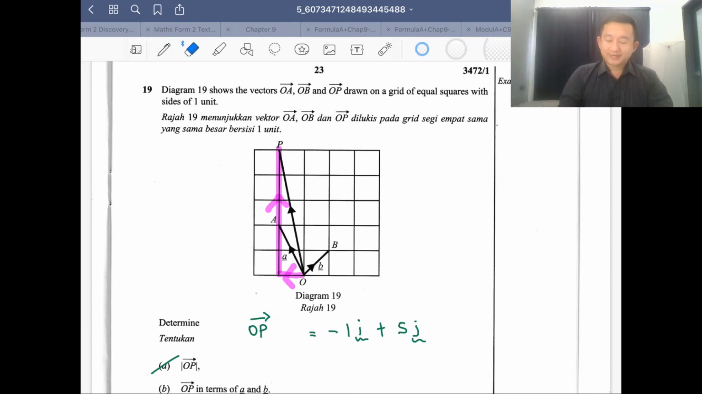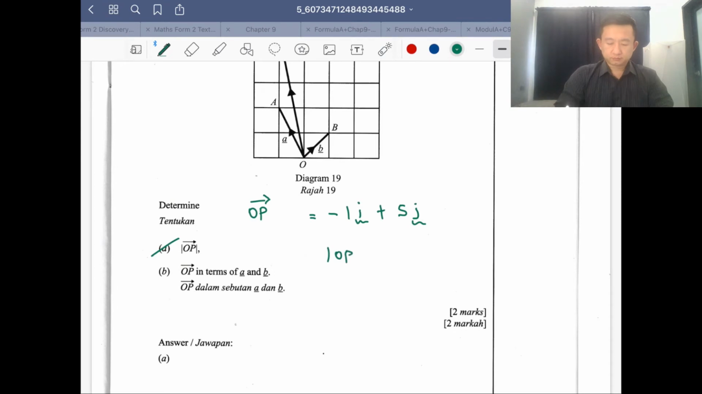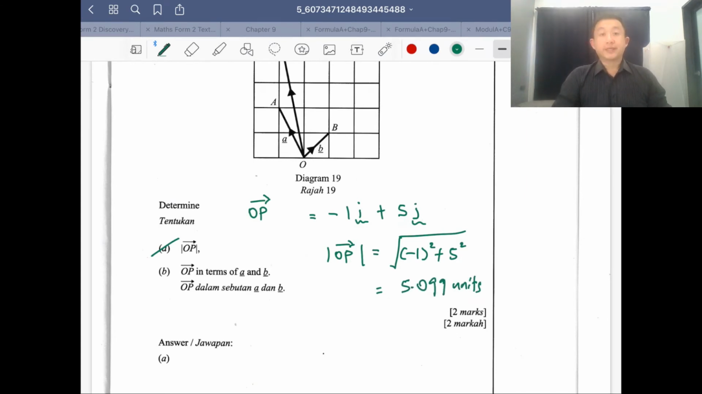But what we want is the magnitude. So you need to continue from here. The distance, the magnitude. What do we have here? 5.099 units. Magnitude of OP.